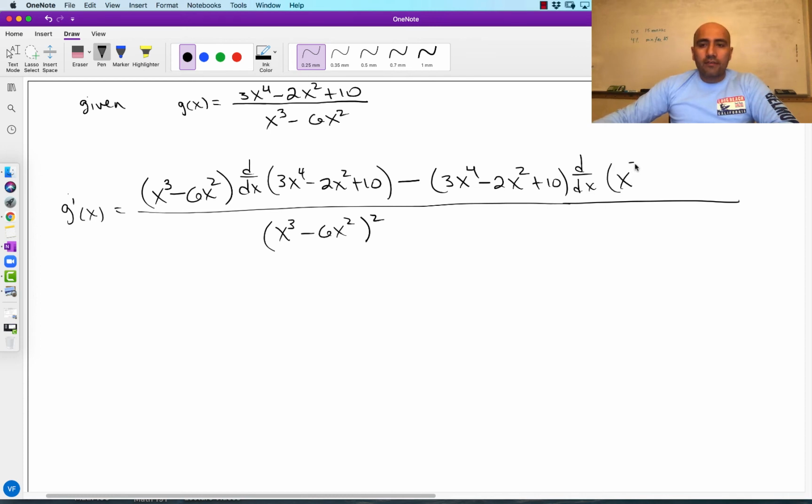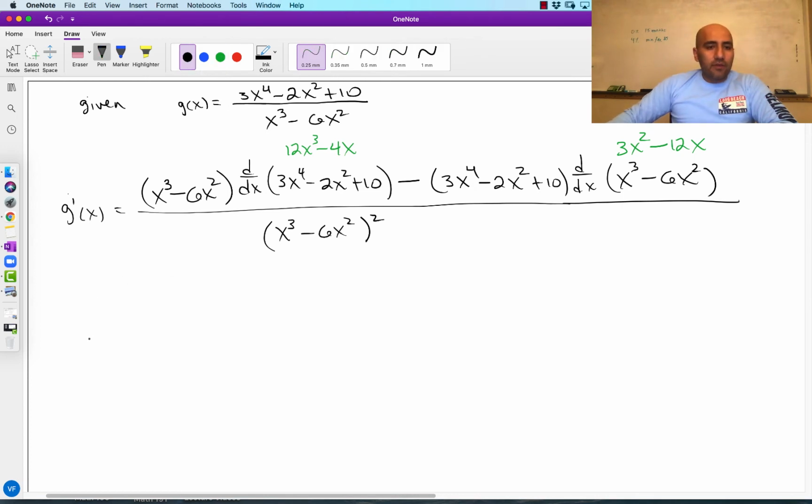The derivative of x cubed minus 6x squared. Okay, so now we just have to find a couple of derivatives. I'm going to just put them right here. The derivative of this guy is very easy. It's just a polynomial. It's going to be the derivative of each one of these terms. So this becomes 12x to the 3rd power minus 4x, and that's a 0. Derivative of 10 is 0. And the derivative of this guy is super easy as well. That's just going to be equal to 3x squared minus 12x. That's the derivative of that.